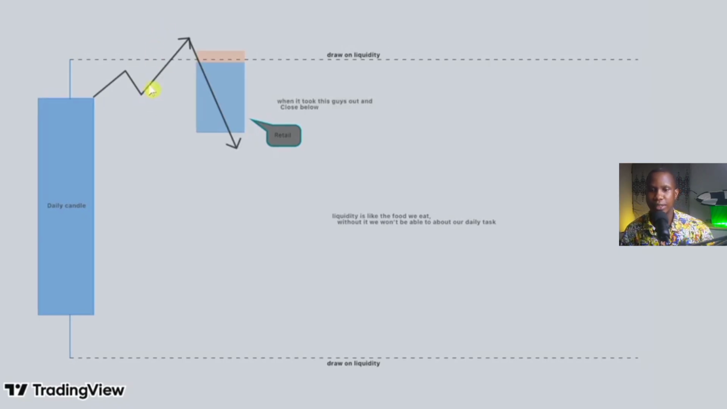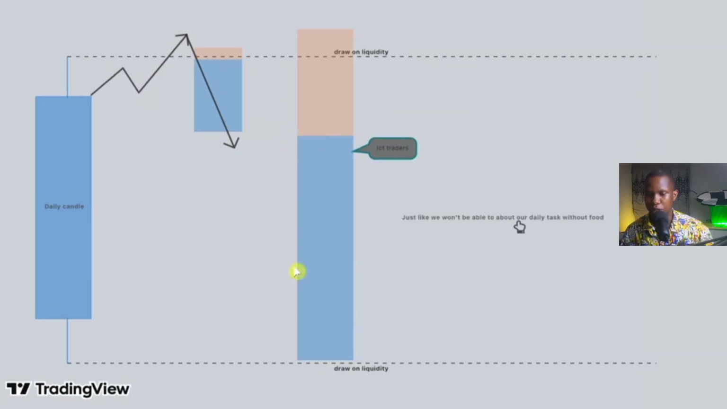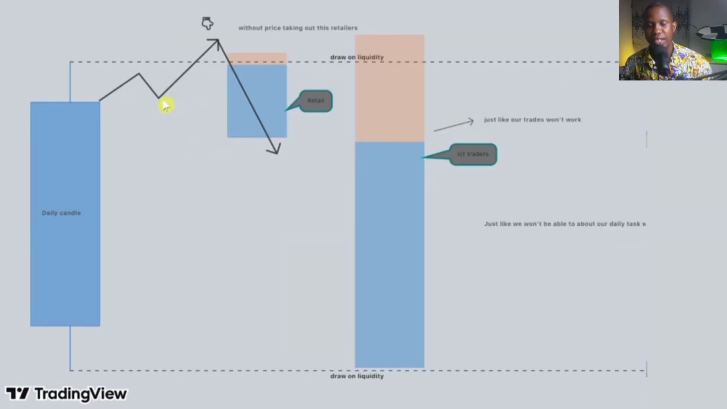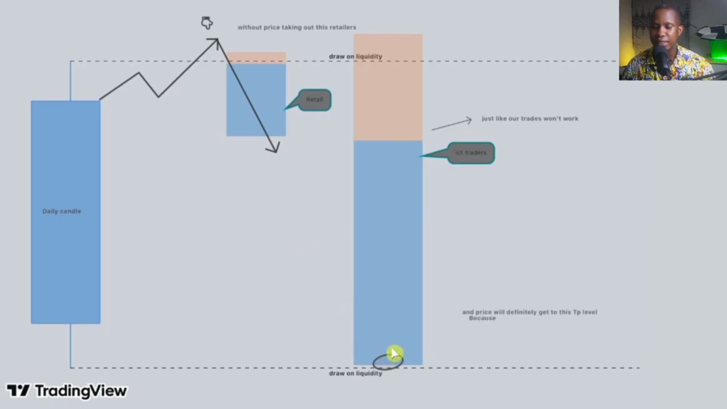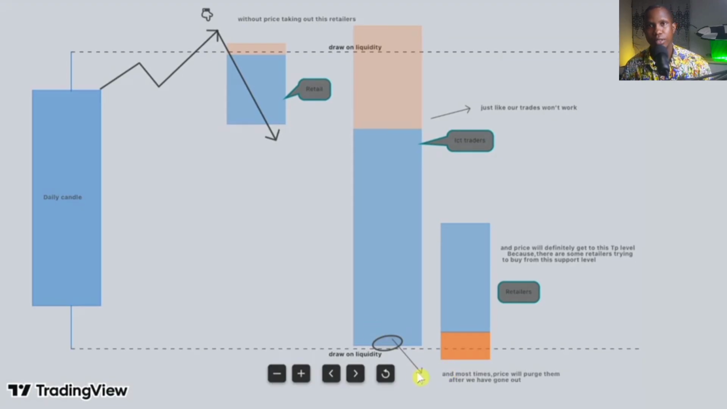So when it took out these retailers, it closed down below, and this is where us ICT traders want to enter from, and we trade to the downside. So just like without food, we won't be able to go about the day. We'll be tired, exhausted, we won't be able to move. Just like our trades won't be able to move or walk without price action taking out these retailers in the market. And price action will definitely get to this take profit level because retailers are also at this level in the market, and sometimes price action will push them out.